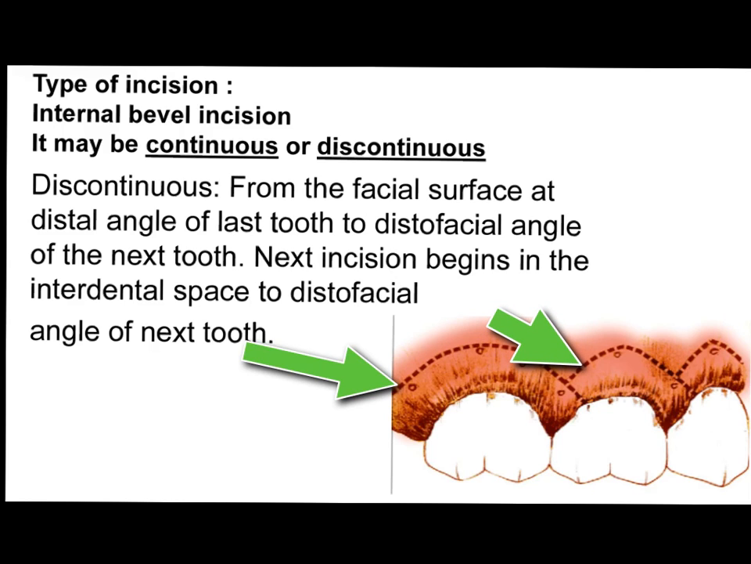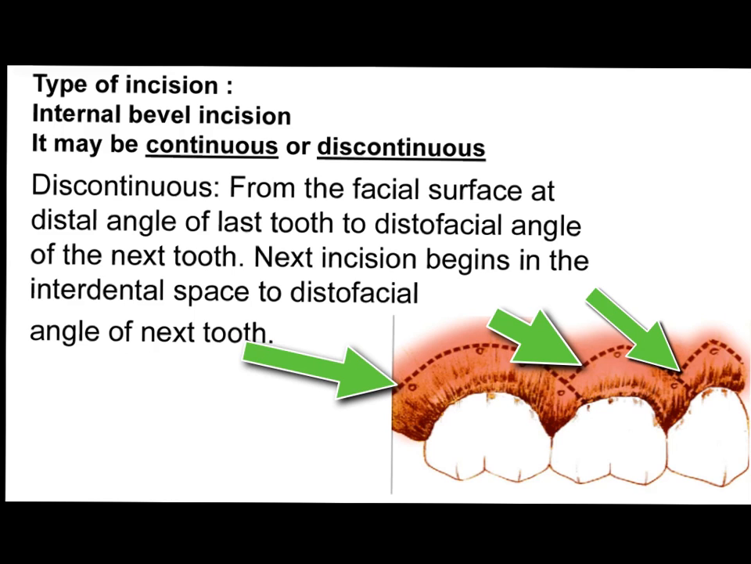Then the next excision begins in the interdental area to the distofacial angle of the next tooth, till here. And the procedure will be continued like that.